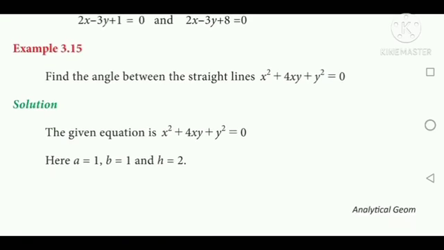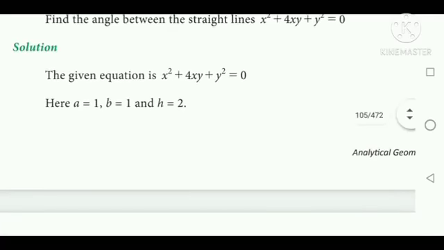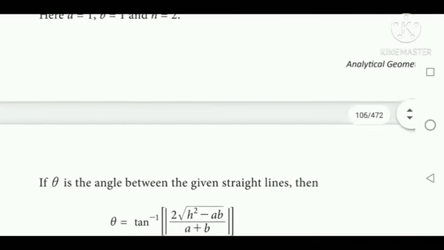Example 3.15, find the angle between the straight lines. So the given equation is x square plus 4xy plus y square equal to 0. Here a equal to 1 and b equal to 1, h equal to 2, because the coefficient of xy is 4, therefore 2h equal to 4 means h equal to 2.